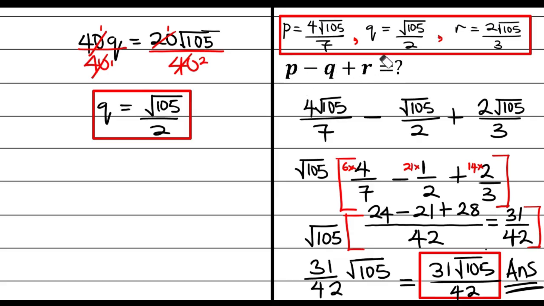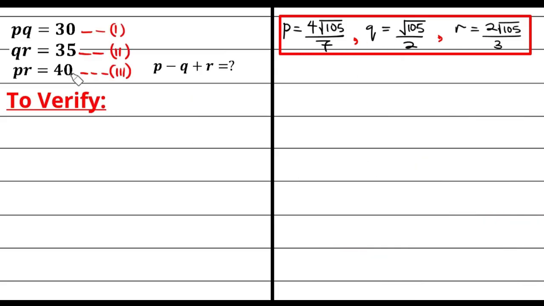And just before we go, I just need to confirm, that is verify if all these values P, Q, R are actually correct. How am I going to verify this? I go back to my question. I have the value of P, Q, and R. So I just insert them at the left hand side and see if the left hand side is going to be equal to the right hand side.